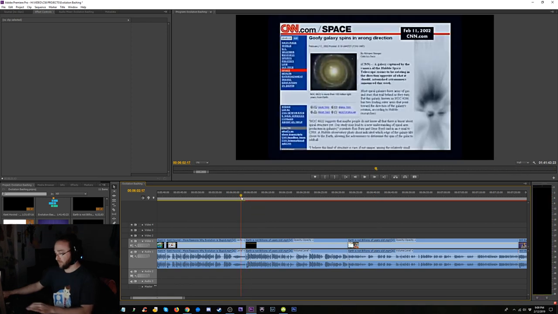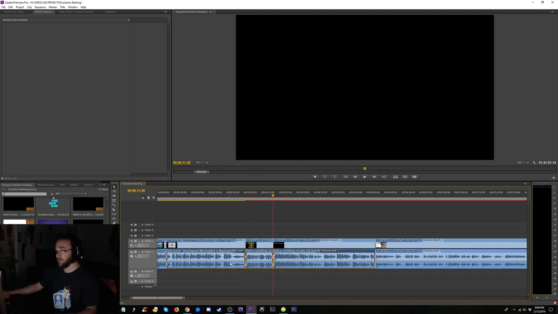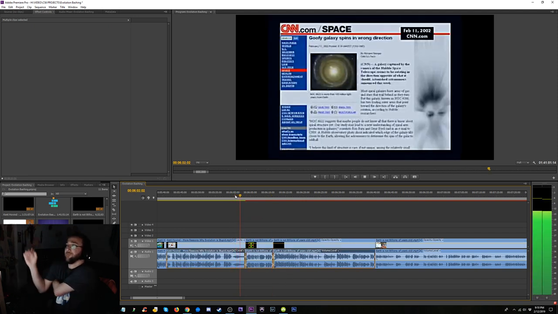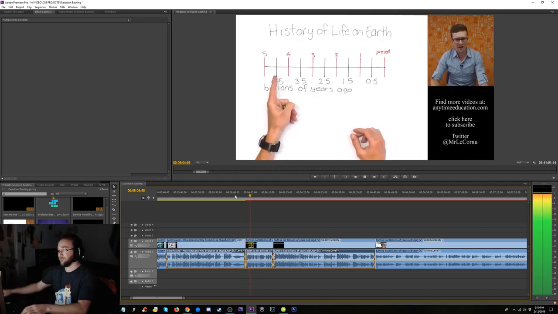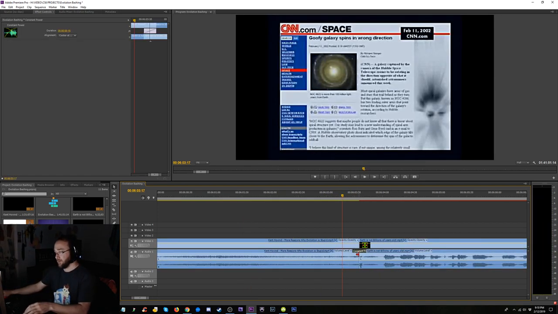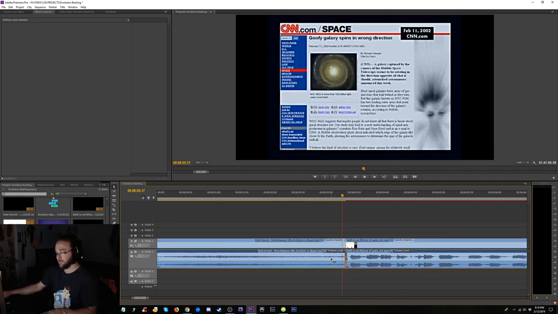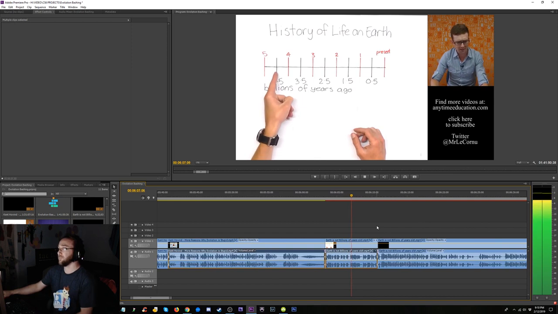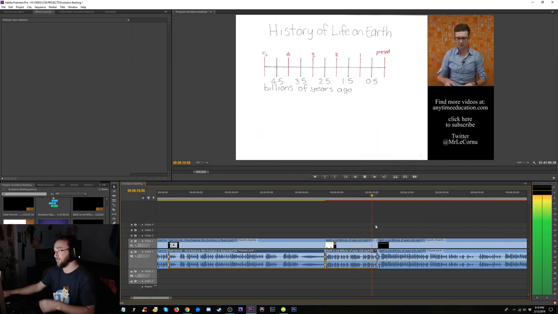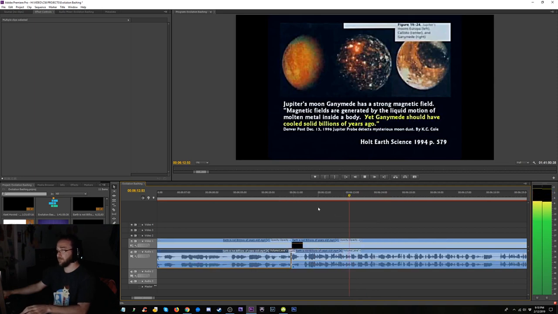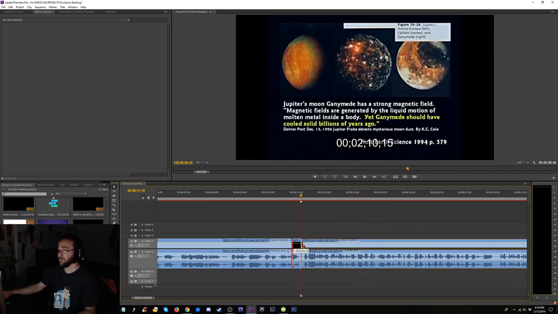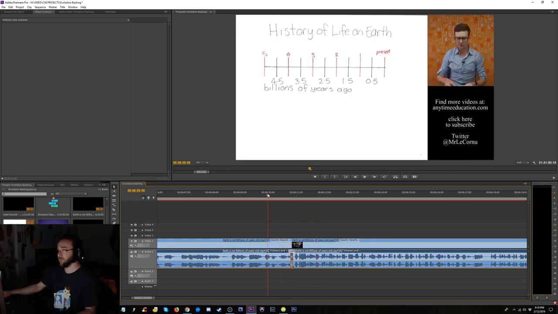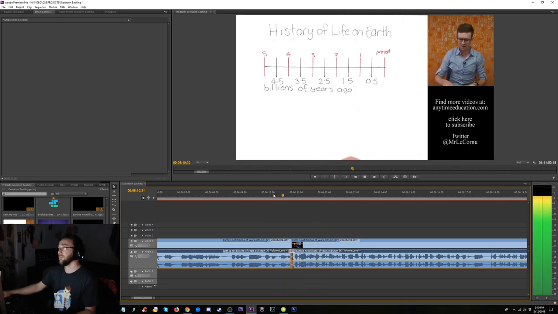Jupiter has a moon called... Now if we go back to the Earth 4.5 billion years ago, it was a very different place. Jupiter has a moon called Ganymede, which has a very strong... different place.